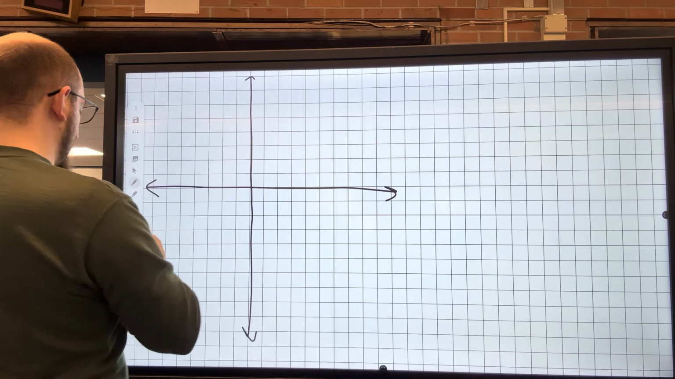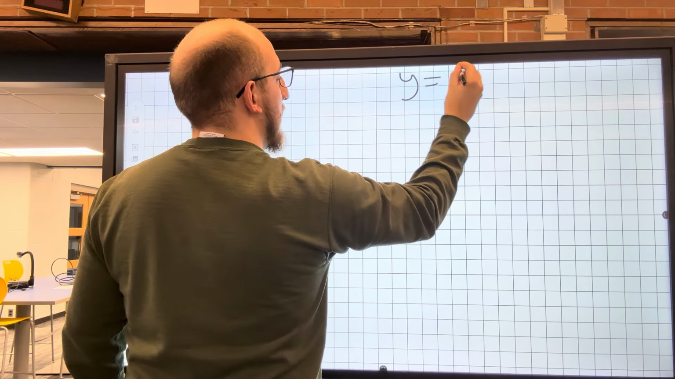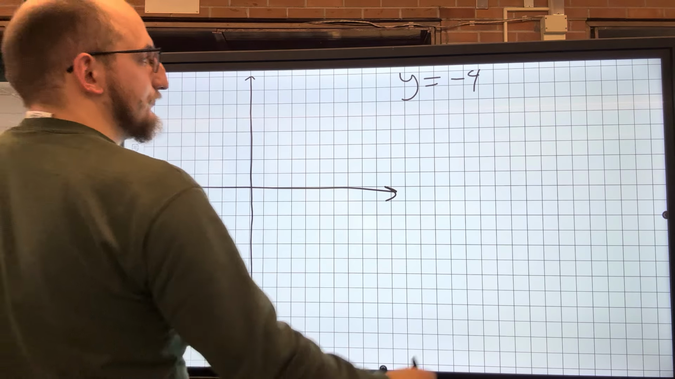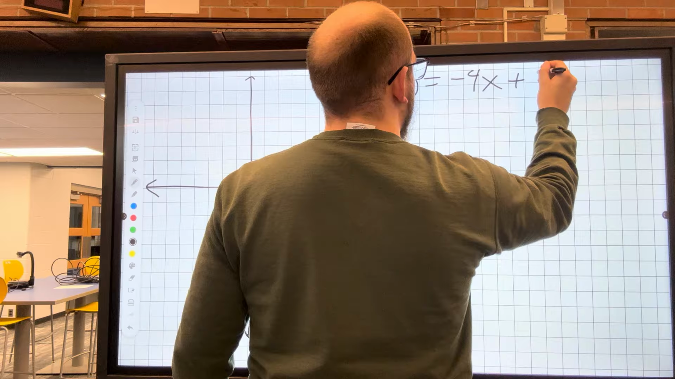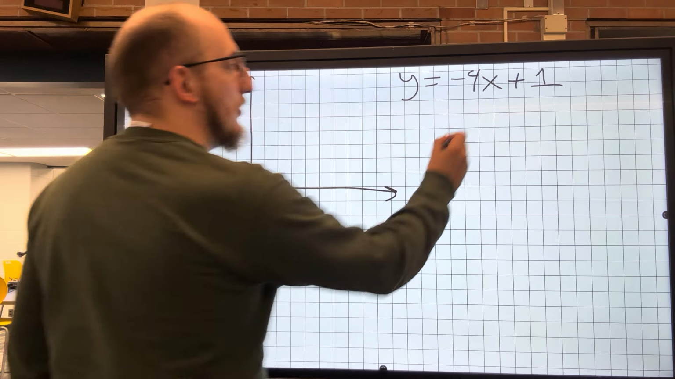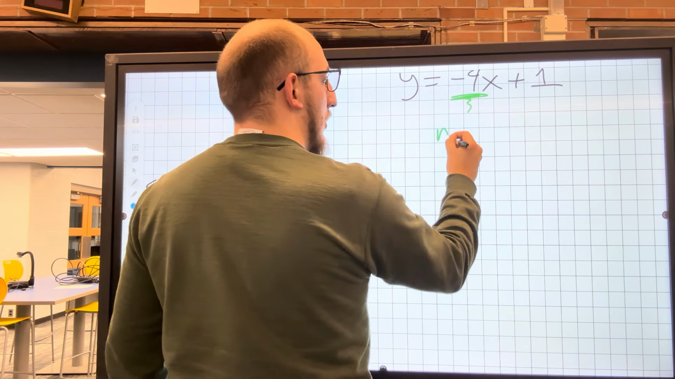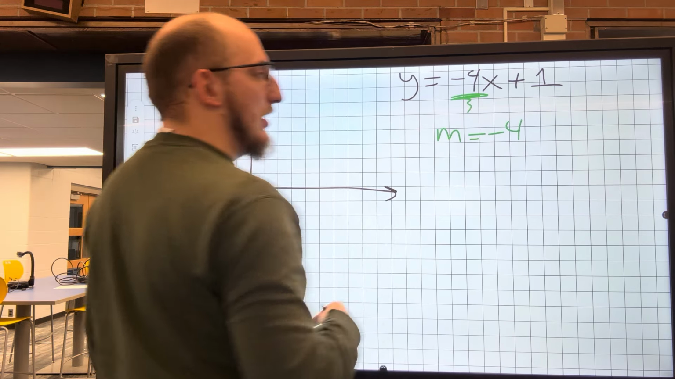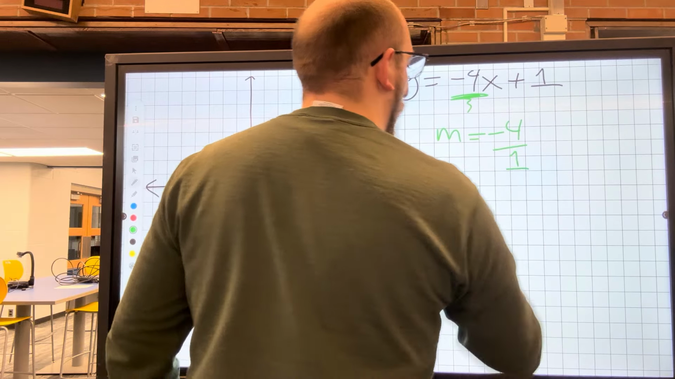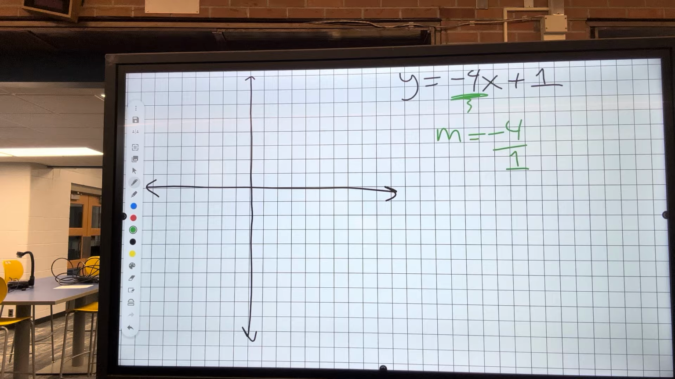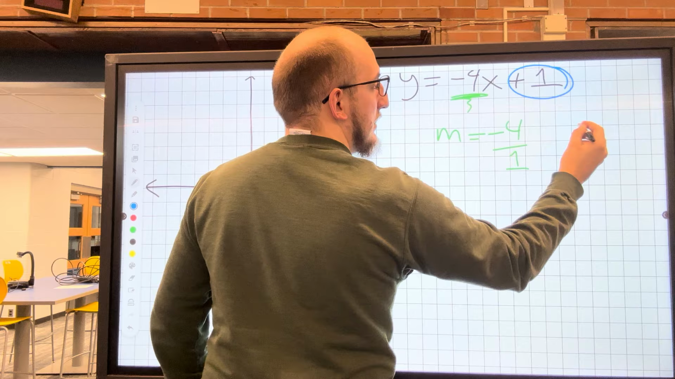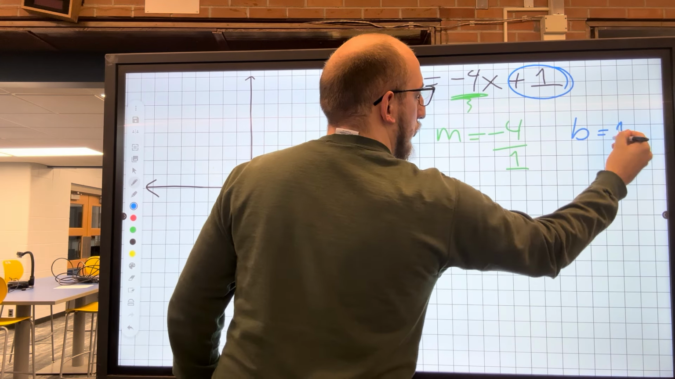Cool. And let's let our equation be y equals -4x plus 1. So first thing I'm going to do is decipher what I know. This is my slope. My m is -4. Now I like when slope is in the form of a fraction, so I'm going to call it -4 over 1, and that gives us a clear understanding of where we have to head. And then this is our b. This is where I'm starting. So my b equals 1.